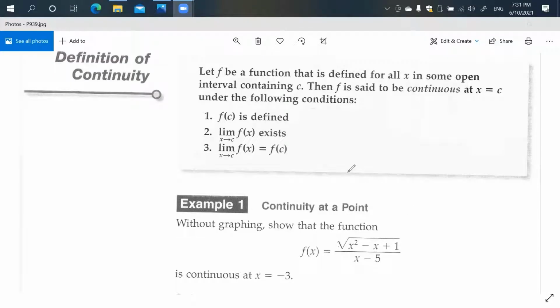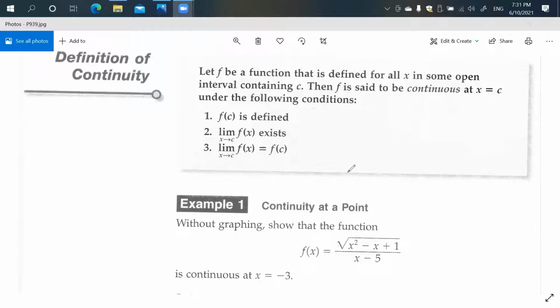Hello everyone. Continuing the continuity lessons. In the previous lessons, we checked whether a function is continuous or discontinuous, but we were doing it by looking at the graphs, right?